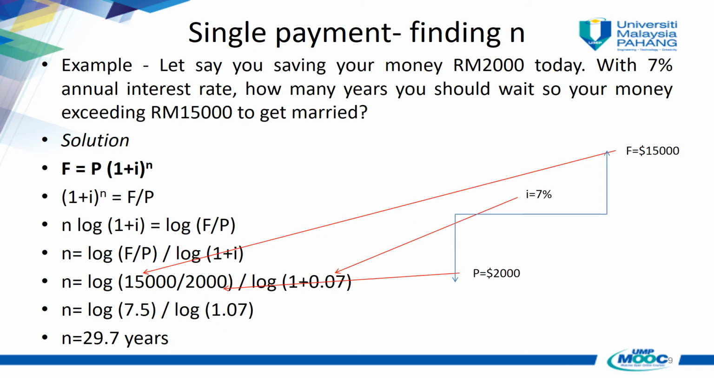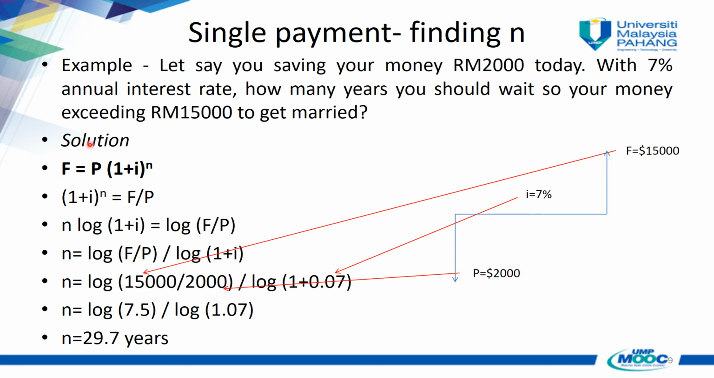Just an example for our thoughts here. Let's see that we save our money, 2,000 today. Okay. At any financial institution that gives you 7% interest rate. The question is how many years? Okay, how many years should we wait so that our money will exceed 15,000, so that we can use that money to get married? Okay, for the commitments of our wedding ceremony and so on. We want to know how many years we need to wait, starting from our 2,000 saving.